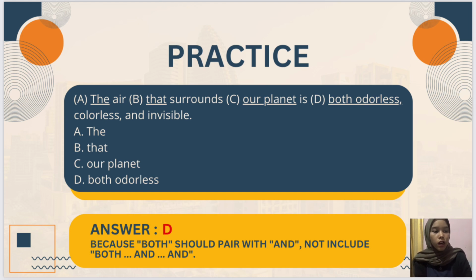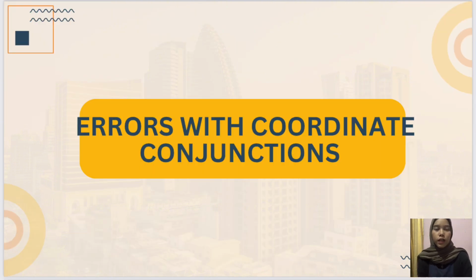So it is incorrect. To make it correct, we should not pair them together, or we can just erase both. Okay, now we come to the last type, which is coordinate conjunction.